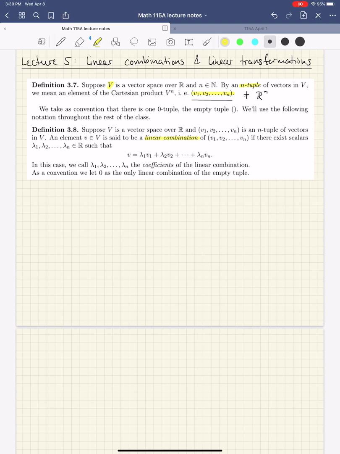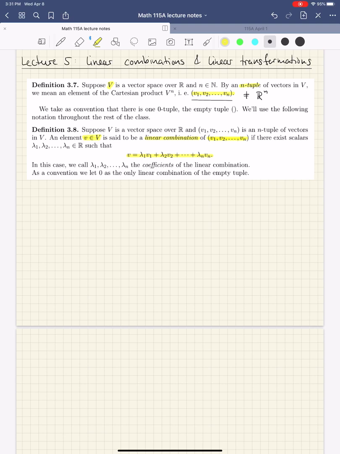So given an n-tuple of vectors from a vector space, we say that a certain vector V in V is a linear combination of an n-tuple of vectors if there exist scalars such that this vector can be written as a linear combination of the others. Meaning there are scalars lambda 1, lambda 2 through lambda n, such that V is equal to lambda 1 V1 plus lambda 2 V2, and so on until plus lambda n Vn.